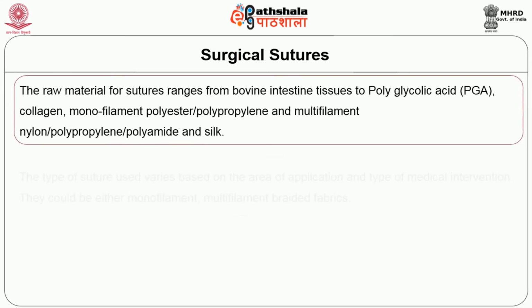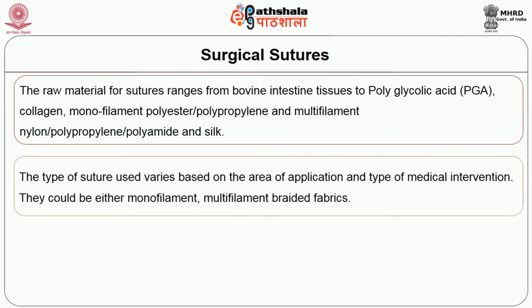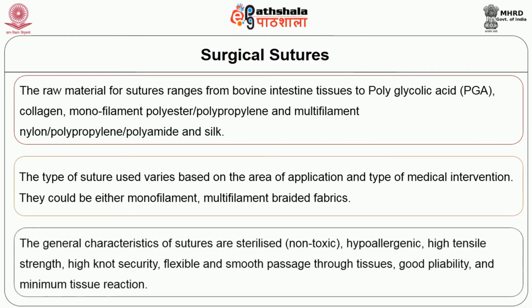The raw materials for sutures range from bio-derived tissues to polylactic acid, PGA, collagen, monofilament of polyester and polyethylene, and multifilament of nylon, polypropylene, polyamide and silk. The type of sutures used varies based upon the area of application and type of medical intervention. They could be either monofilament, multifilament or braided fabrics. The general characteristics of suture thread are sterilized, high tensile strength, high knot security, flexibility and smooth passage through tissues, good pliability and minimum tissue reaction.